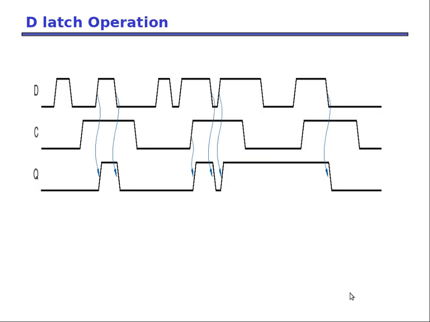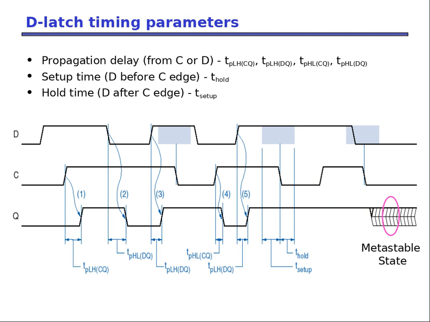D-latch operation with the timing graph: notice that it takes some time for D to propagate down to Q. And there it is again. We could calculate out the propagation delay if we needed to. We're not going to go too much into this, but I just wanted to show you that the delay can be measured.